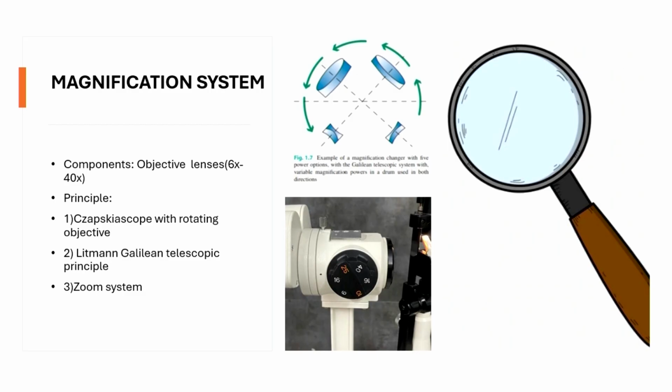The magnification system is a part of the observation system. Basically, it has objective lenses of magnification ranging from 6x to 40x. And the magnification system has three types of principles: first, the Galilean system with a rotating objective, then the Galilean telescopic principle, and the zoom system.